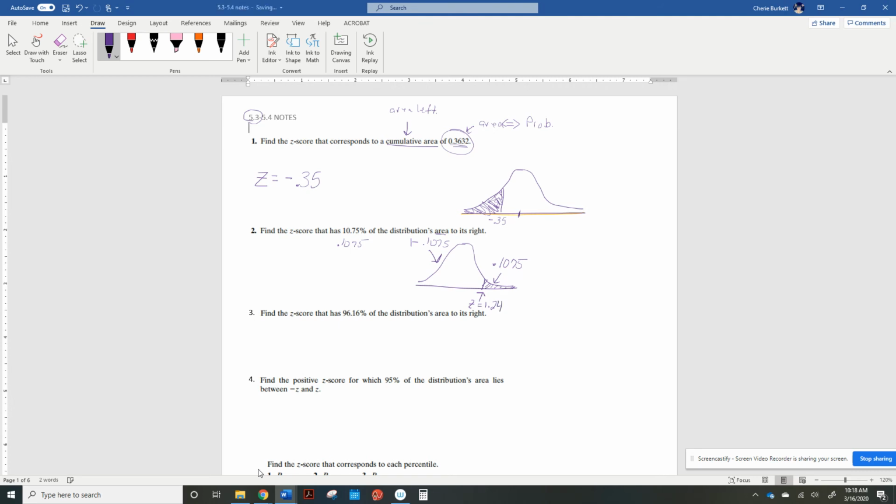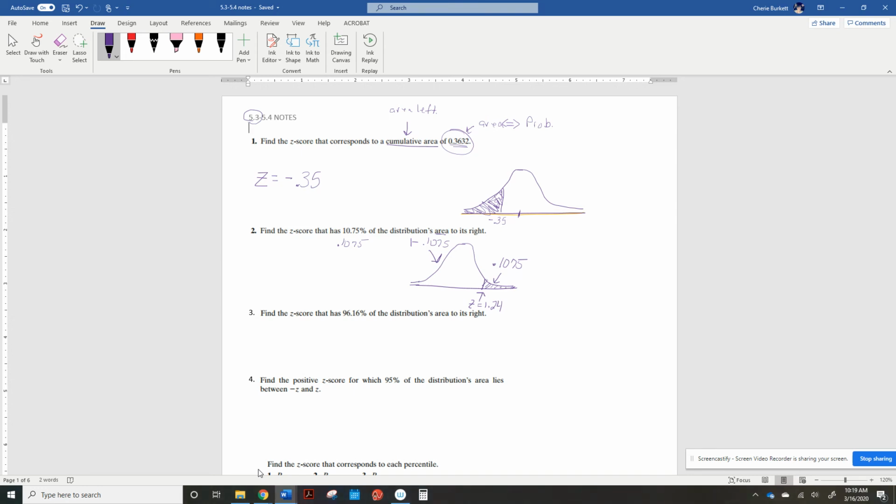I am going to go ahead and show you how to use the table. Notice I'm not showing you how to use the calculator because I actually haven't downloaded the calculator program yet. So that will have to be its own separate video. But I will do it and I will post it for those of you who are using a calculator.